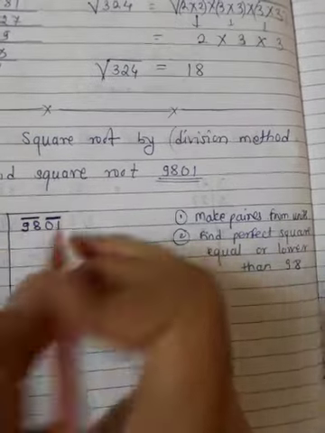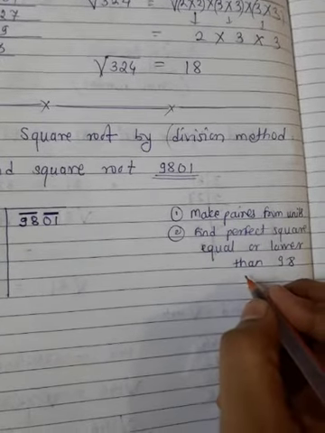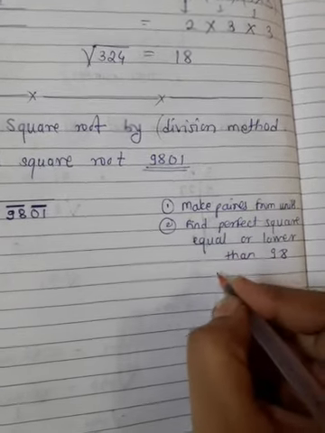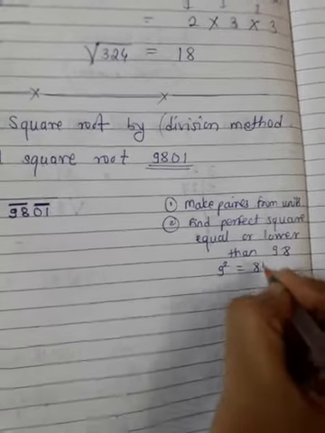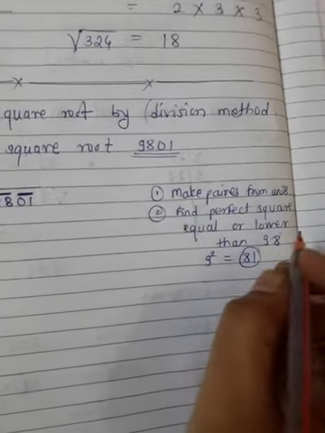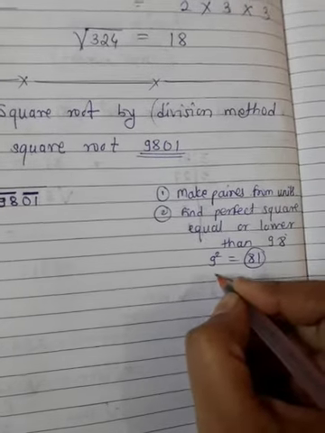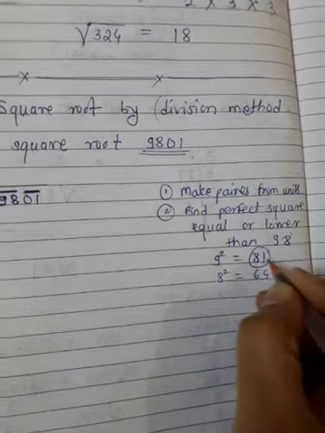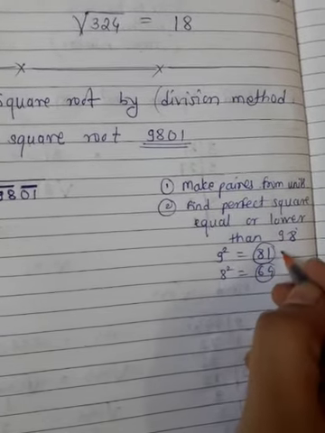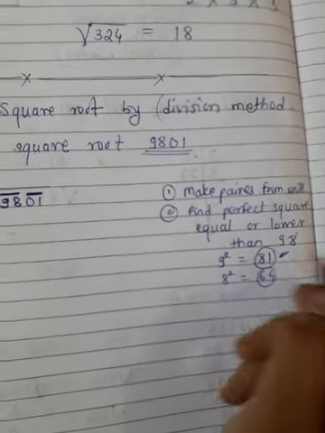So we know 90 is not a perfect square. So what is the perfect square which is lower than 98? So we know 9 square is 81. So see, 81 is a perfect square which is less than 98. After that, we know 64. So these are the perfect squares which are lower than 98, but we choose the closer one. So the closer one is what? 81. So we know 9 square is 81.